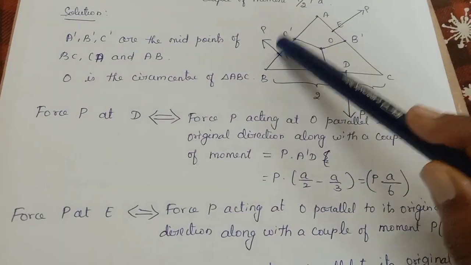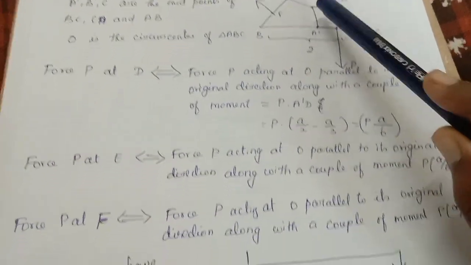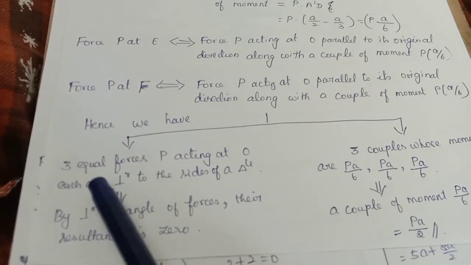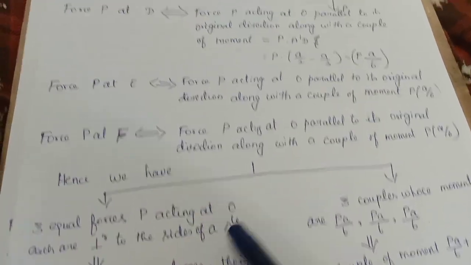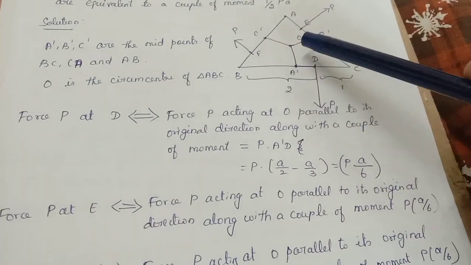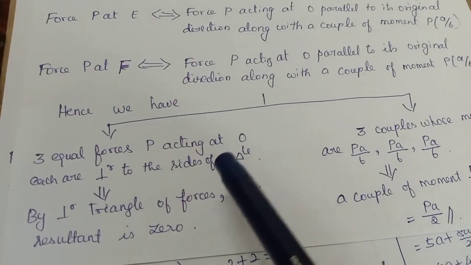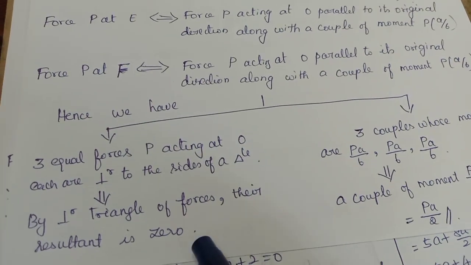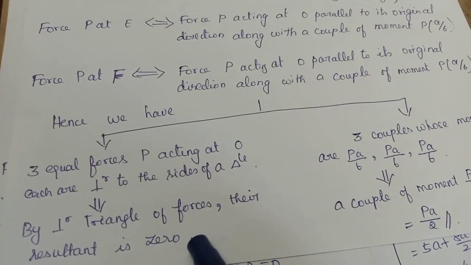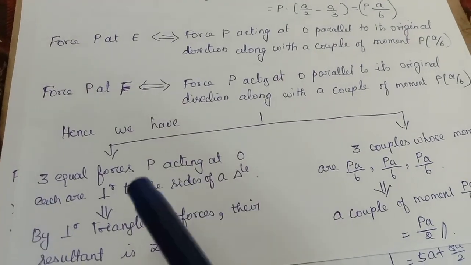Initially I have three forces acting at D, E, F. Now I have removed them all. Now I have three forces acting at O, isn't it? Three equal forces P acting at O, which are perpendicular to the sides of the triangle, isn't it? They are acting along OA dash, OB dash and OC dash. Okay, acting along the perpendicular sides of the triangle. So by the perpendicular triangle of forces, what can you say? Their resultant is equal to 0. Okay, here I am making use of the perpendicular triangle of forces. So the three forces which are acting at O become 0.